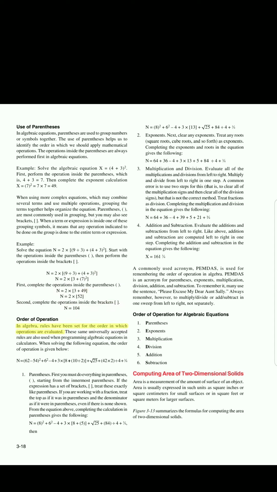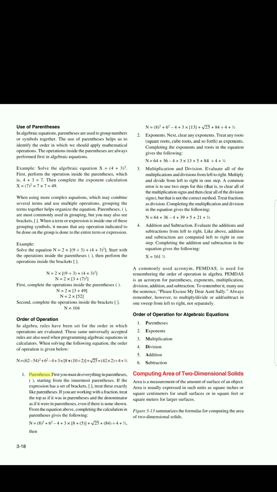Order of operation. In algebra, rules have been set for the order in which operations are evaluated. These same universally accepted rules are also used when programming algebraic equations in calculators. When solving the following equation, the order of operation is given below. N equals the long expression shown on screen.